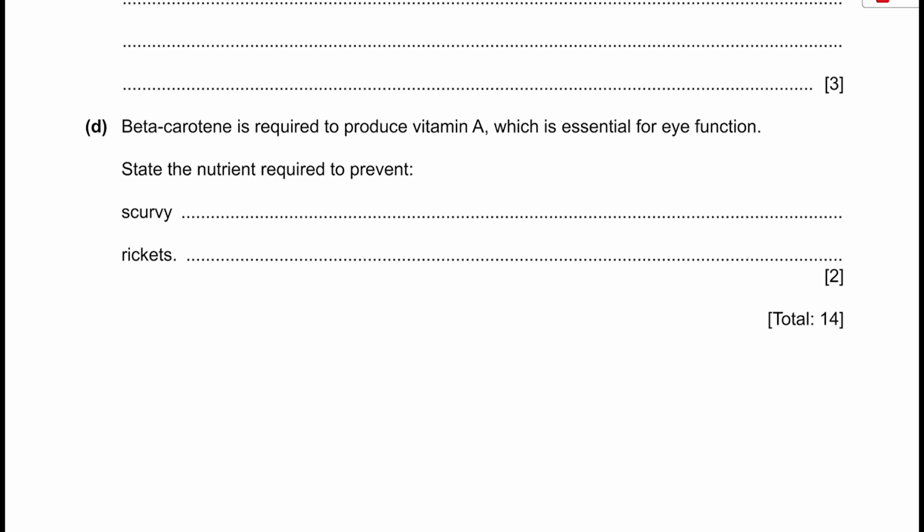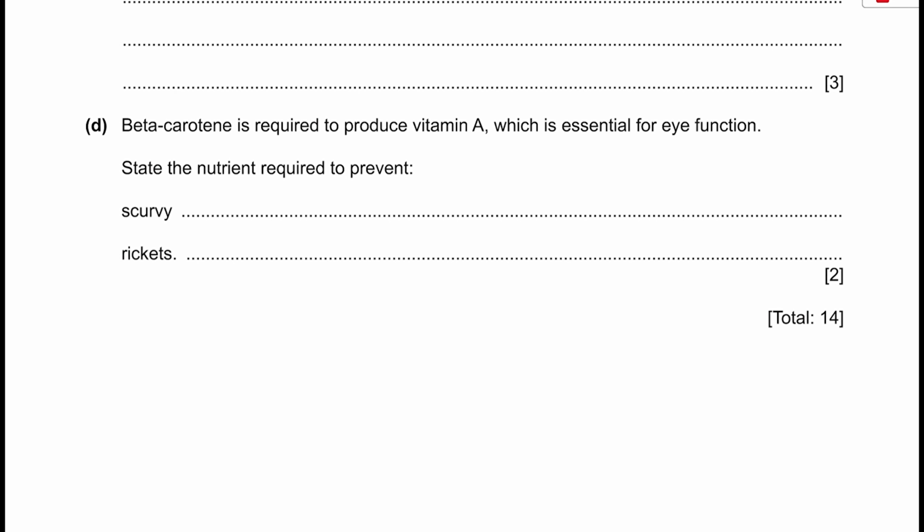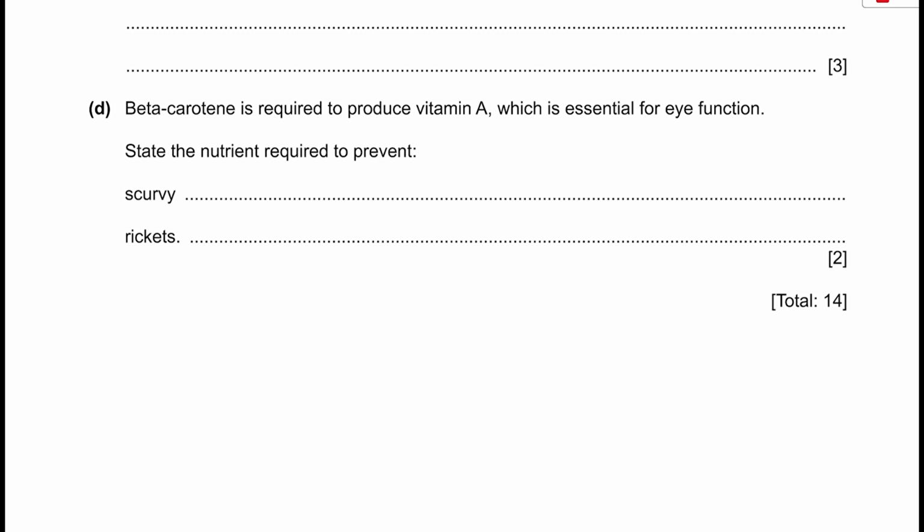Part D says beta-carotene is required to produce vitamin A, which is essential for eye function. State the nutrient required to prevent scurvy. Now, scurvy is a disease which involves bleeding from gums. What is the nutrient required to prevent scurvy? It's vitamin C. So we'll state here vitamin C. And then rickets. Rickets is like bending of bones. So the nutrient that is meant to strengthen the bone is what should be stated over here. And this nutrient over here is vitamin D.